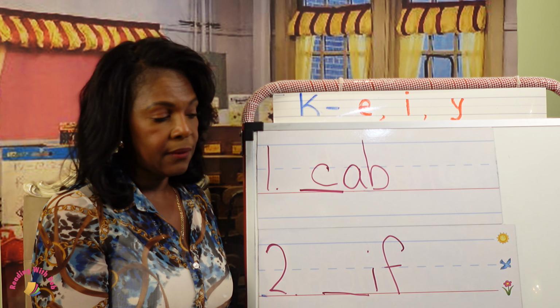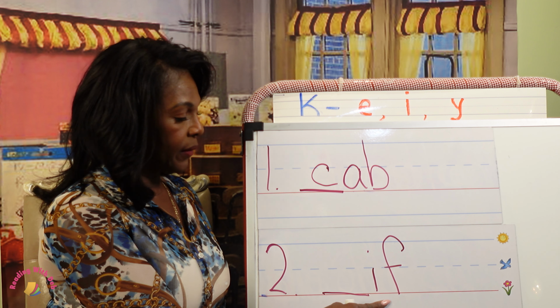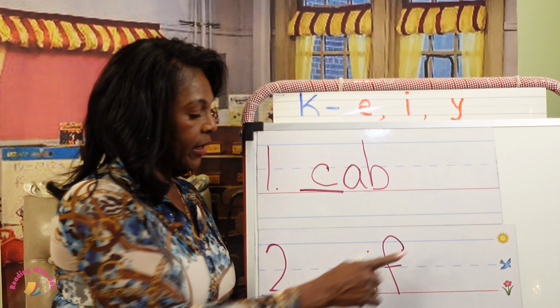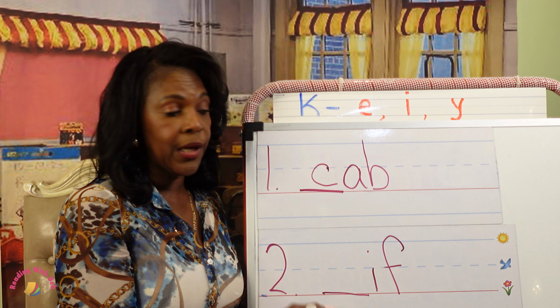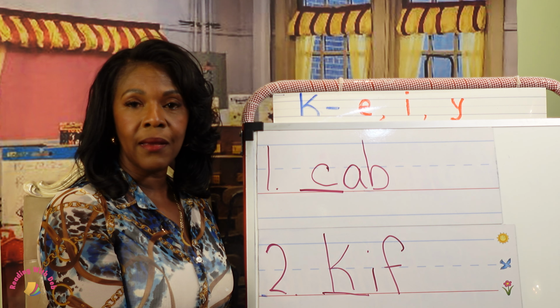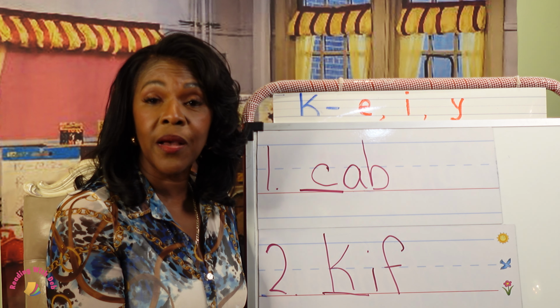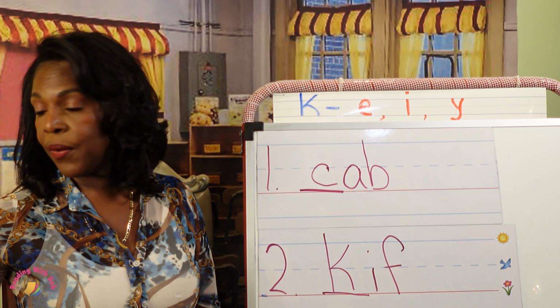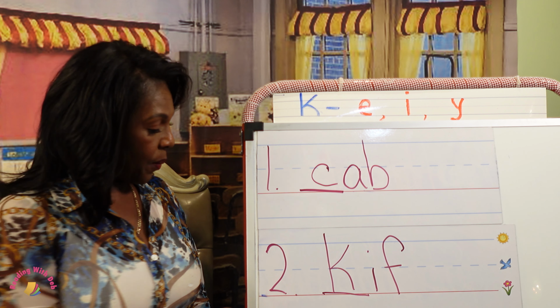Now let's look. C or K? Well, right after the K sound is the letter I. And K goes with E, I, or Y. So you know what? Right here we are going to put the letter K. How do we spell kif? K-I-F. Kif. Okay, let's do some more practicing.